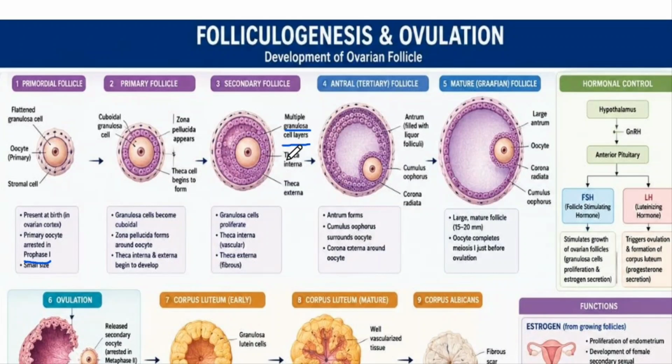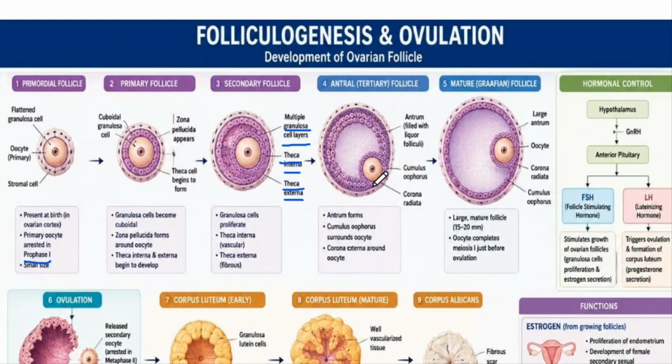Theca interna, here, and theca externa. The theca interna later produces steroid hormone, and the theca externa provides structural support. The oocyte is still a primary oocyte with 46 chromosomes, and it remains arrested in prophase 1.